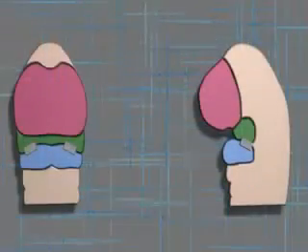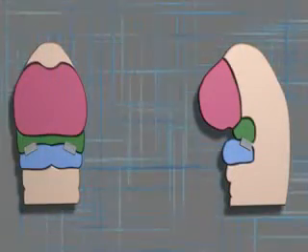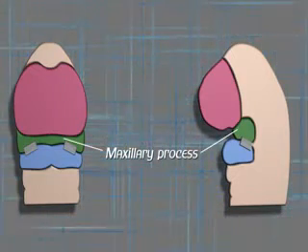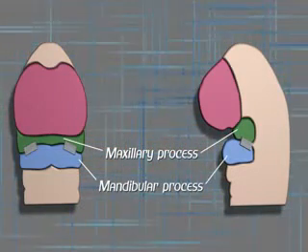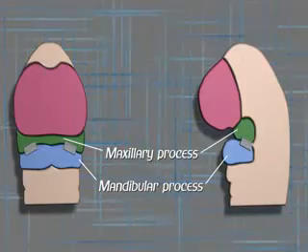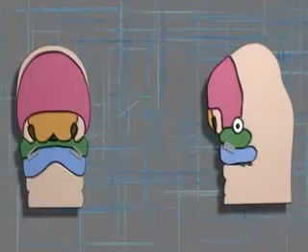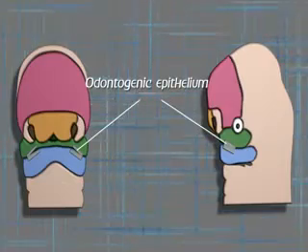At about 30 days of gestation, the epithelium on the inferior border of the maxillary process and the superior border of the mandibular arch begins to proliferate and thicken. This thickened area is referred to as the odontogenic epithelium.